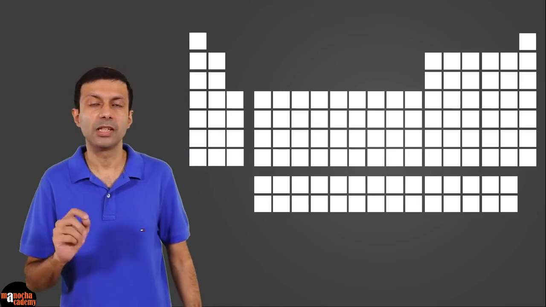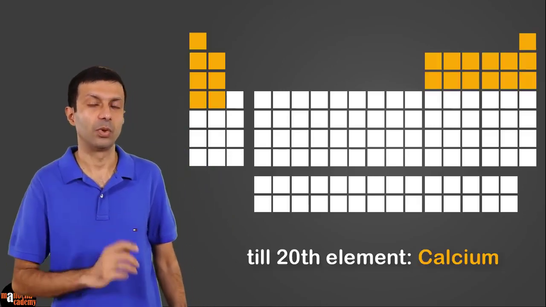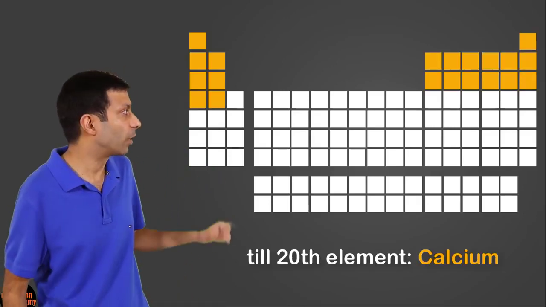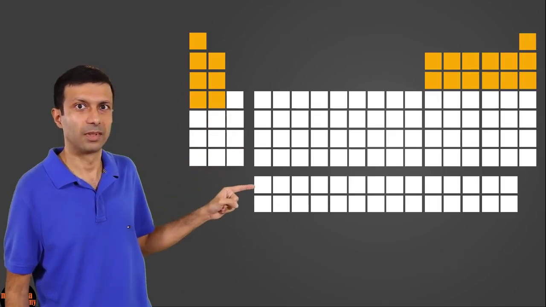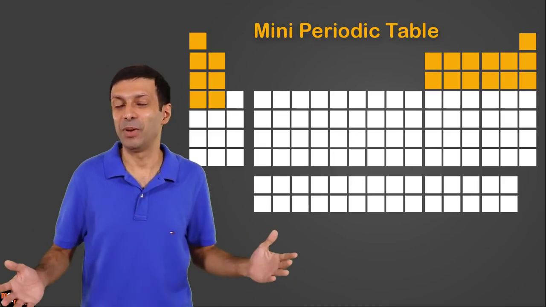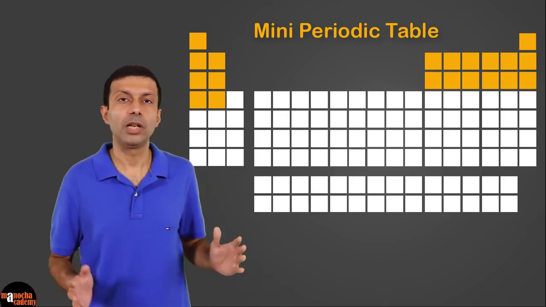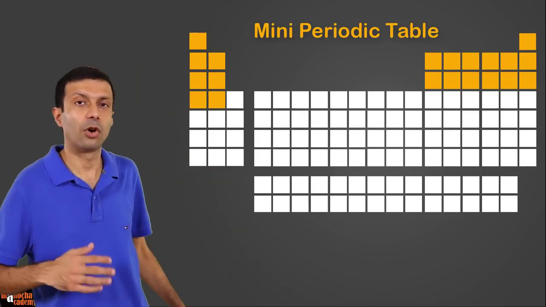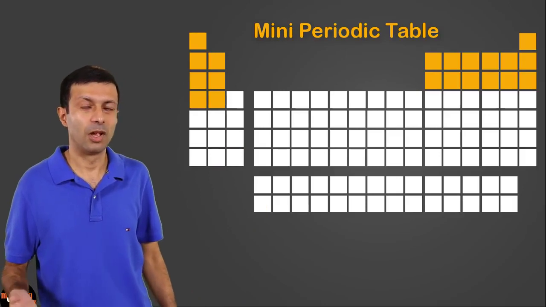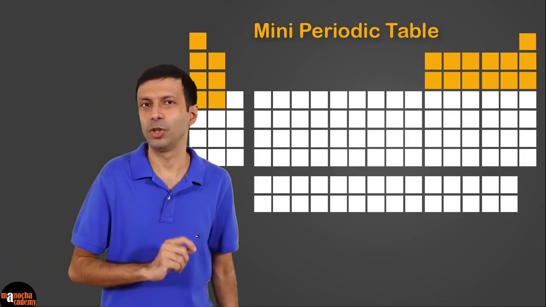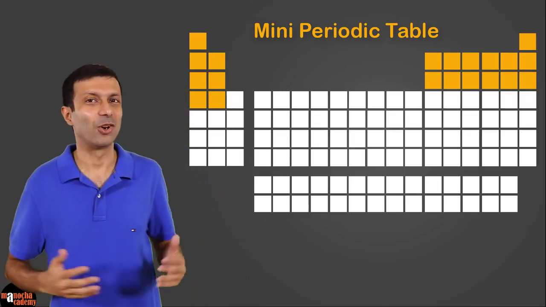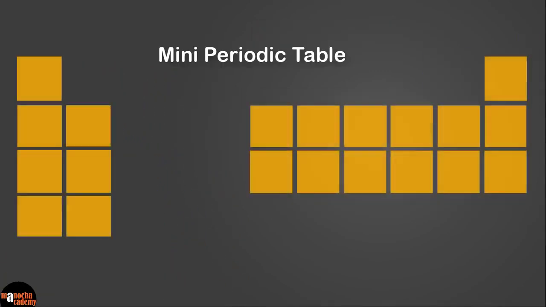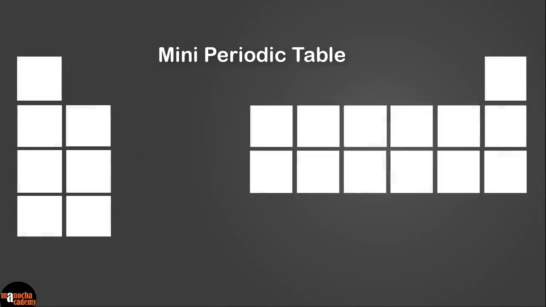Since our focus is only till the 20th element, which is calcium, we'll be looking only at the first 4 rows of the periodic table. Let's call this our mini periodic table. We'll talk about the lower rows later on in this video. So I'd like you to pause the video here and go ahead and sketch our mini periodic table in your notebook. Just draw this blank table till the 4th row.